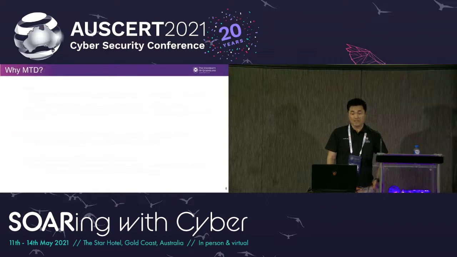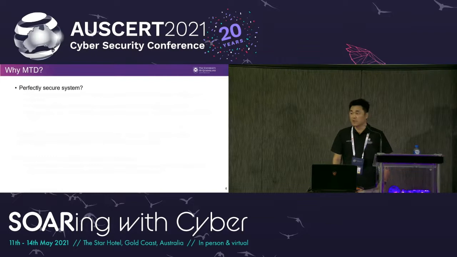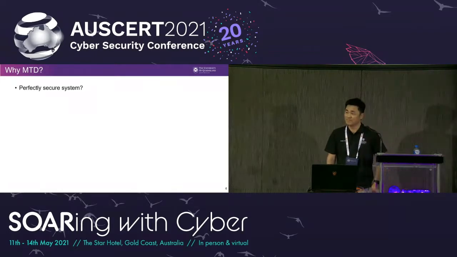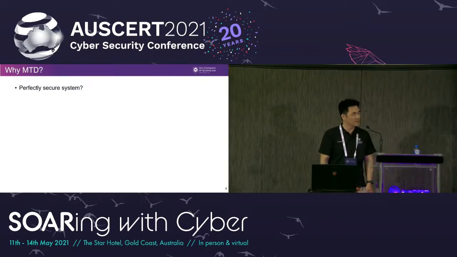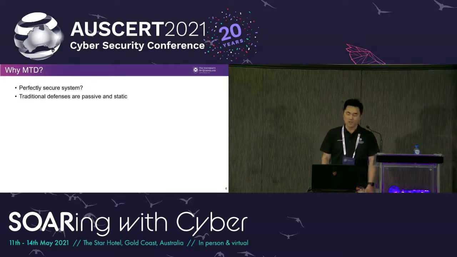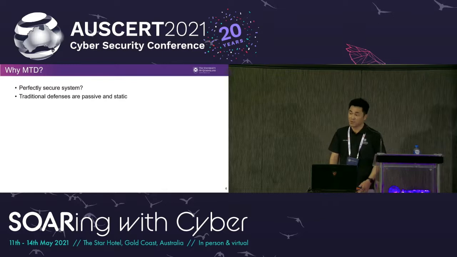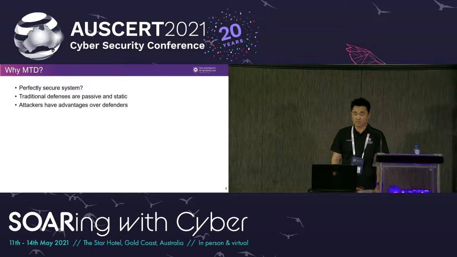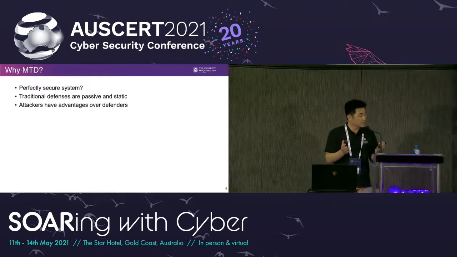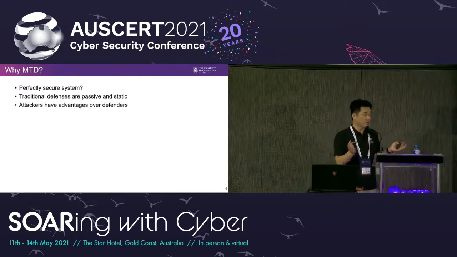Then why do we need MTD? The first reason is, is it possible to make a perfectly secure system? No, right? It's not possible. There is always a way to find vulnerabilities in systems and networks. And traditional defense techniques are mostly passive and static, so once you apply them, you use them for a long time. But the attacker has an advantage over the defender because they have developed advanced techniques in penetrating systems and networks, developing new exploits and new ways to find vulnerabilities, and then they exploit them continuously and try to compromise systems and networks.